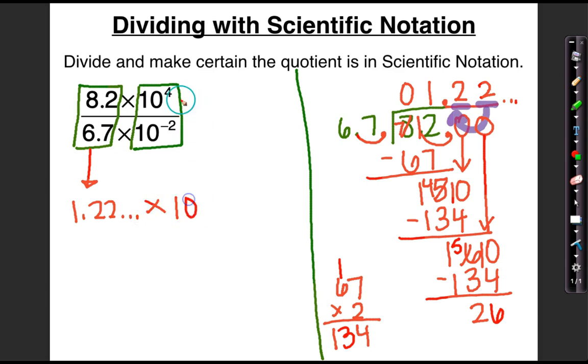times 10 to the, well, according to our properties, if it looks like this, we're going to have to subtract the exponent. So 4 minus a negative 2. So let's simplify the tens real quick. This is 4 minus a negative 2. I like to think of it as, hey, a negative times a negative is a positive. So I'm just going to change this to a big plus sign. So 4 plus 2 is 6.